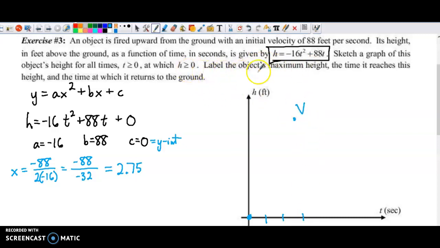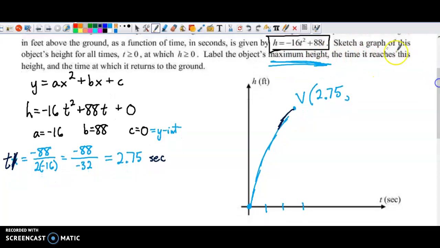And the reason why that's going to be my maximum is this graph is going to appear like it goes up that high and then comes back to the ground. So that x value is the vertex, and that's the time it takes to get there. Maybe what I should have done is, instead of writing x equals, because the independent variable is t, I should have written down that t equals. So it takes 2.75 seconds to get to the maximum height.